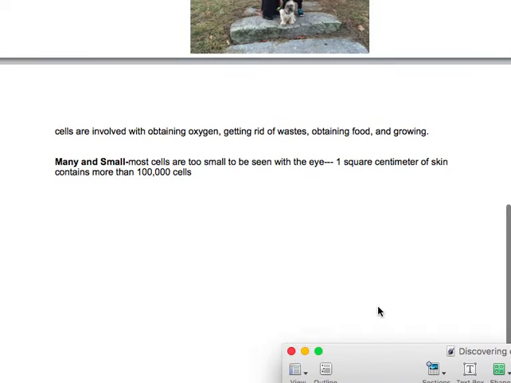1 square centimeter of skin contains more than 100,000 cells. Yesterday, we looked at the cork cells under the microscope, and Robert Hooke described 1 square inch of cork having over 12 million cells. Just try to wrap your brain around that a little bit. It's really, really unbelievable. I've actually pulled in a picture here.